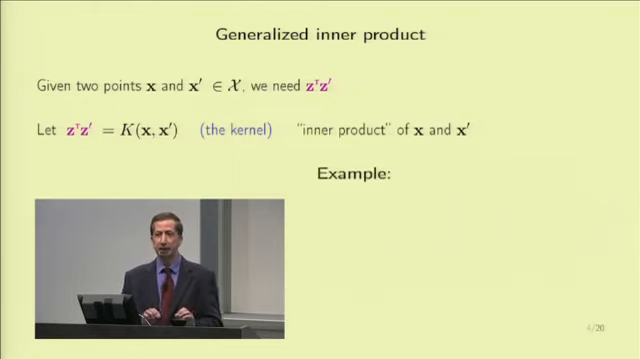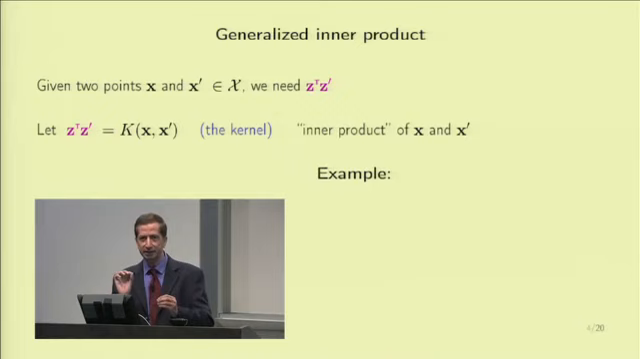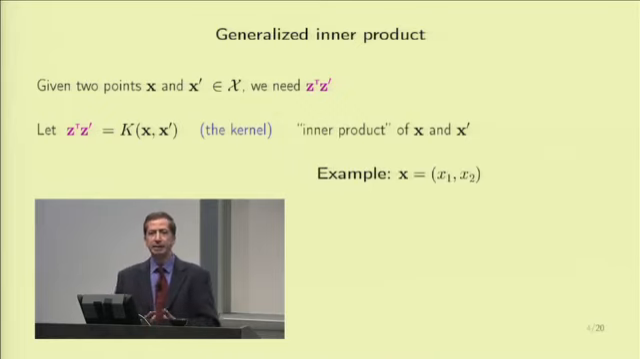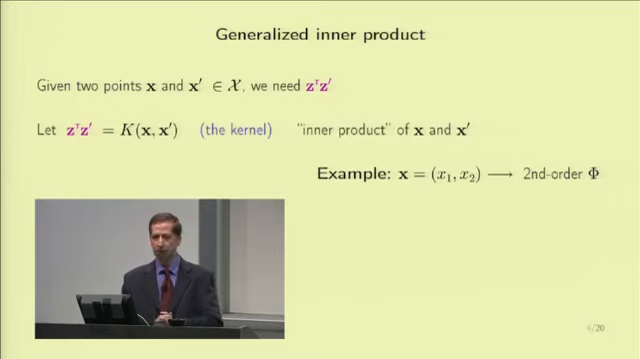Now let me give you an example, okay? It's a bit of a simplistic example, but just to illustrate the idea. Let's say that I have X being two-dimensional Euclidean space. So I have 2 coordinates, x1 and x2. And I'm using a nonlinear transformation, which happens to be second-order polynomial. We have seen that a number of times, okay?